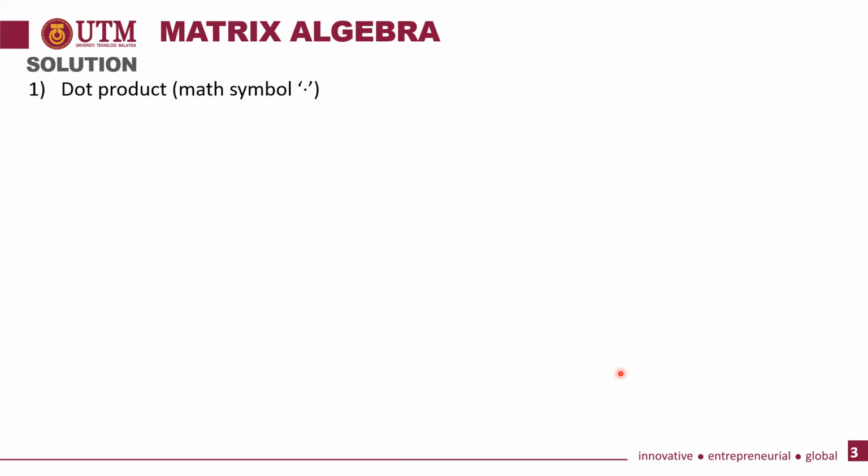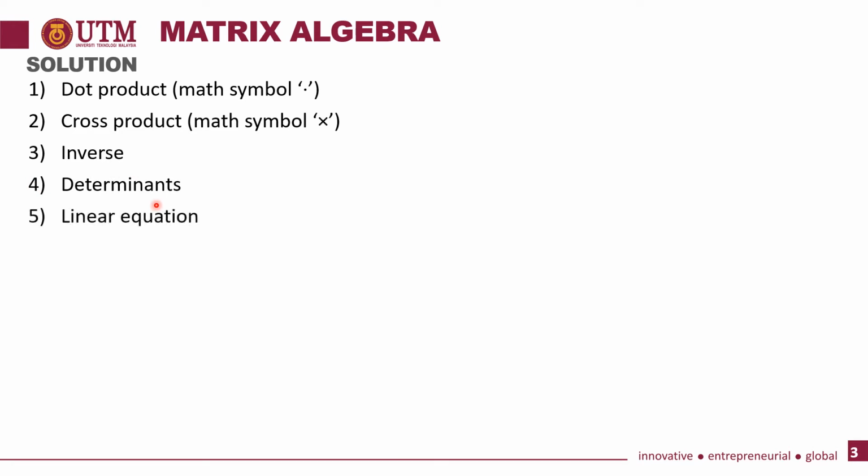Next is matrix algebra solutions. First we will learn about some of the solutions of matrix algebra. The first one is the dot product, which in mathematics is symbolized by a dot. The second is the cross product, which in mathematics is symbolized by the symbol x, or the multiply symbol. The third is the inverse, and we also have determinants, and lastly linear equations. Those are all the solutions we have for matrix algebra. To solve a matrix algebra question, you have those five alternatives, and you can use either one, depending on the question itself.